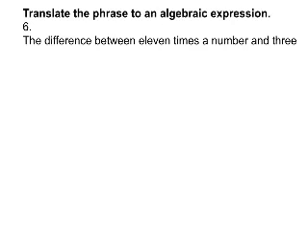There, that's better. I got it all in one line. The difference between 11 times a number and 3. So 11 times a number would be 11x. And 3. So it's the difference between 11 times a number and 3. But since 11 times a number, which is 11x, a number is x, comes first, we put that first, and then we put minus 3.